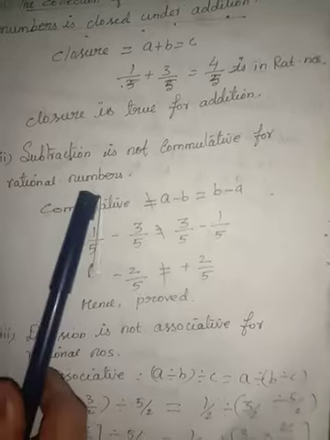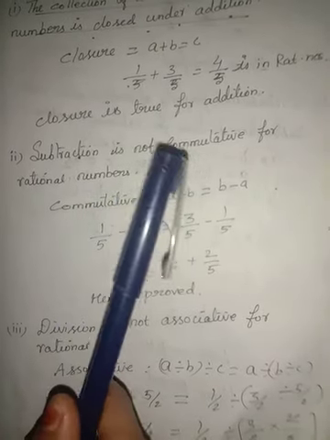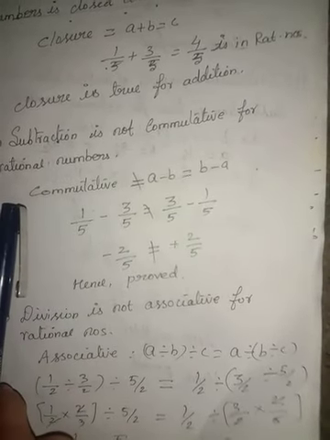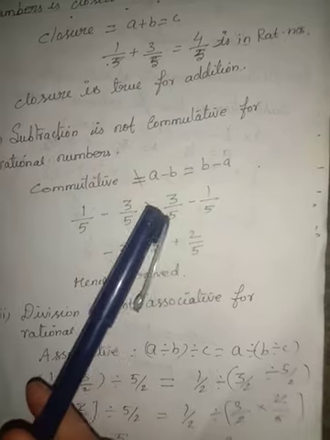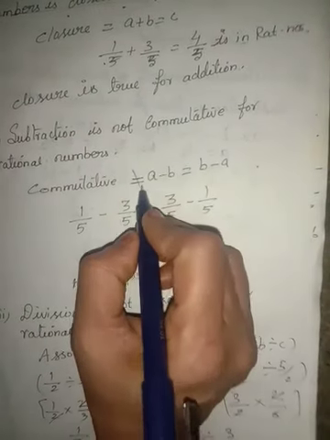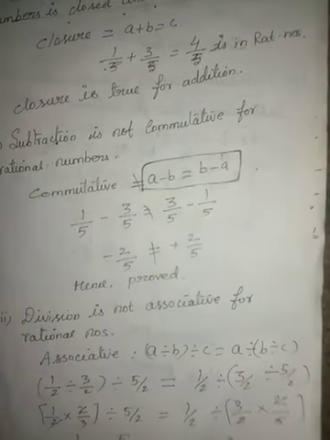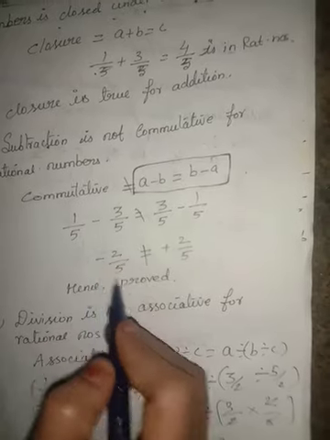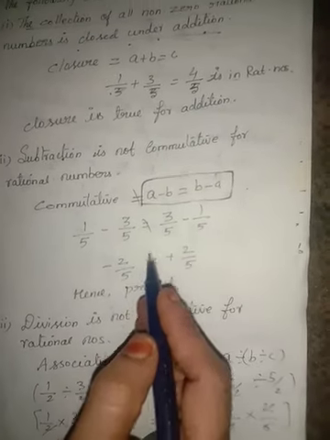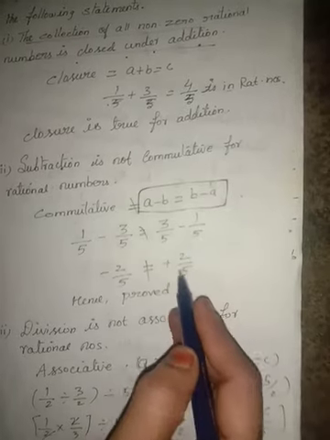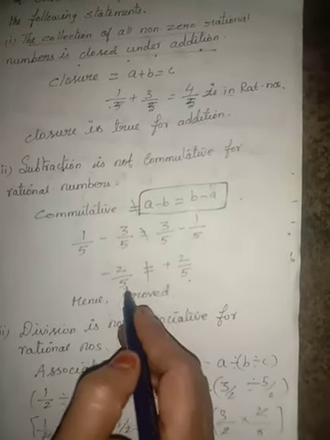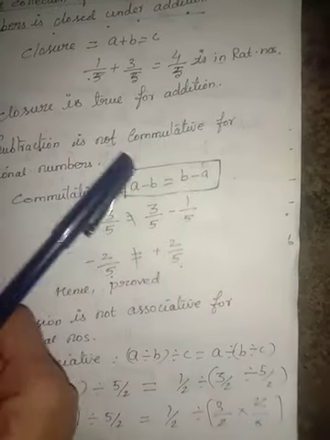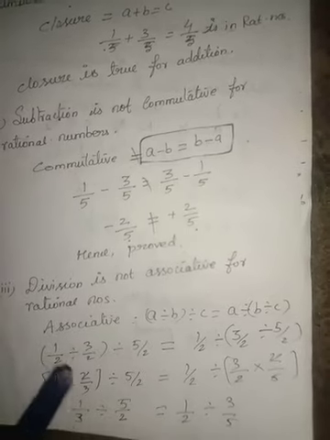The second one, subtraction is commutative for rational numbers. You know very well the commutative property is not satisfied under subtraction. I explain through this. What is the commutative property? A minus B is equal to B minus A. For that I take 1 by 5 minus 3 by 5. Solving the left hand side, we get minus 2 by 5. Similarly, on the right hand side, we get plus 2 by 5. So minus 2 by 5 is not equal to plus 2 by 5, hence we have proved the commutative property is not satisfied under subtraction.